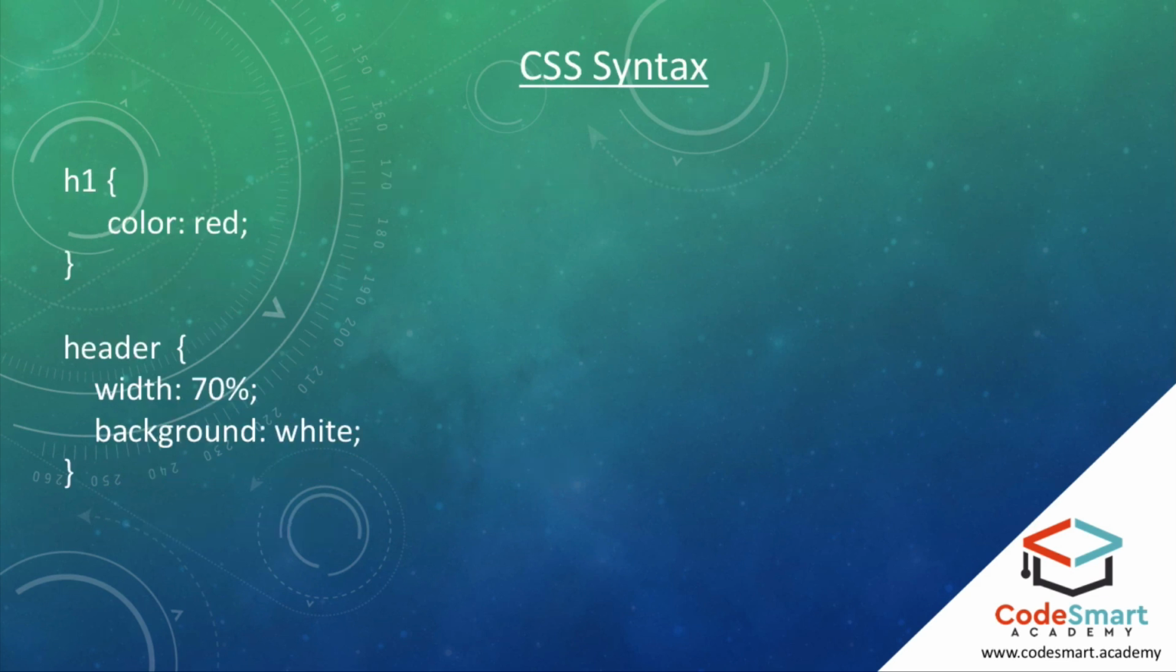So what does CSS look like? Well, on the screen here are some examples. First, we can select an element by its name, such as h1. There are many ways to select an element, and we will look at these soon too. Then we add some curly braces to contain the style rules we want to apply to this h1. Same with the header just below. This header will have a width of 70% with a white background.